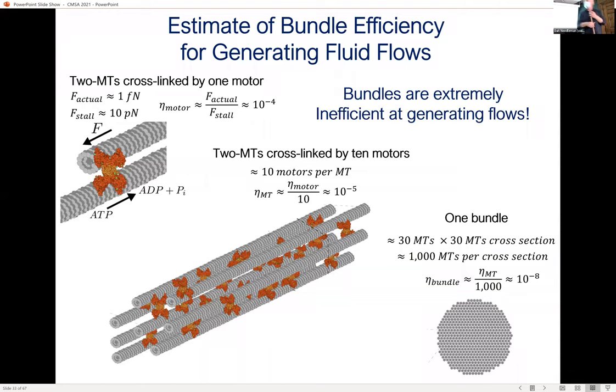What's the dispersion in the bundle diameter? That's a great question. We don't have good measurements of that. We don't have good measurements for the distribution of diameters for the bundles. So this is very much a rough estimate for the bundle size. In short, the bundles are really, really bad at moving fluid.